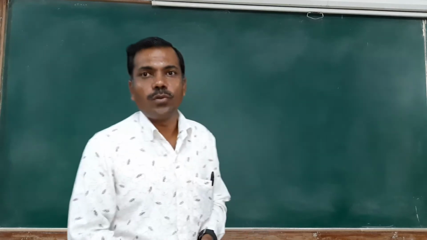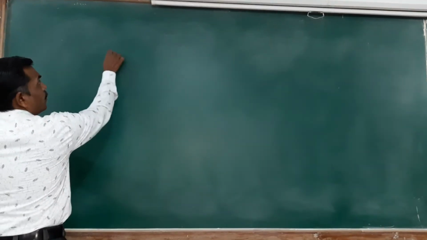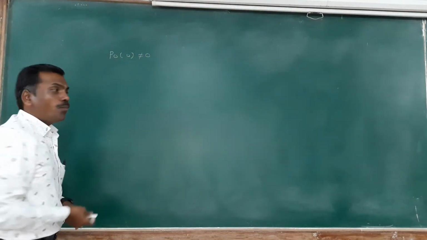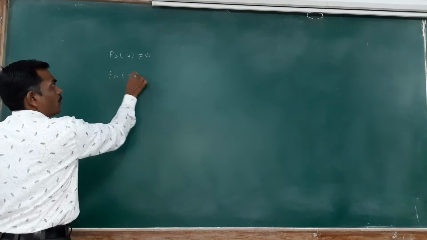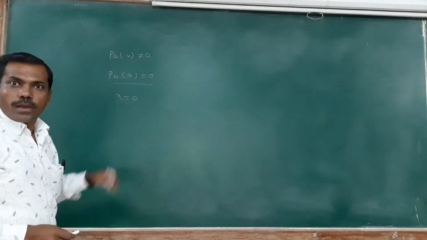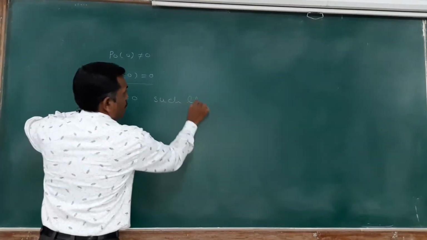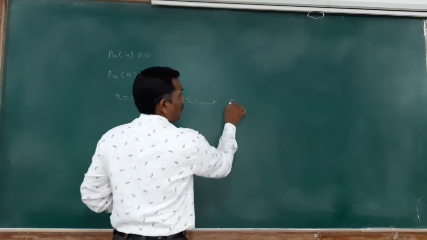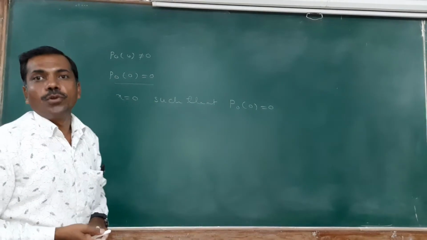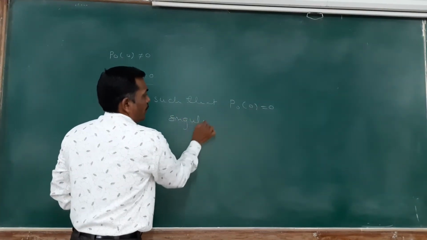First, what is meant by a singular point? What is meant by an ordinary point? An ordinary point means p0 of 0 is not equal to 0. But for a singular point, p0 of 0 is equal to 0. That is, if a point x equal to 0 is such that p0 of 0 is equal to 0, then that point is called a singular point.